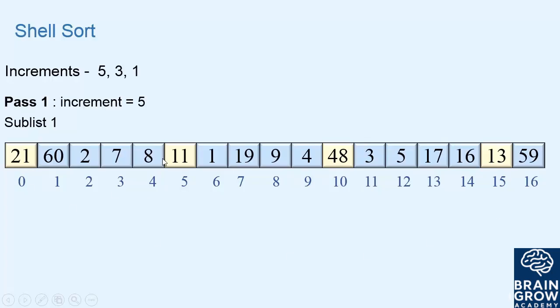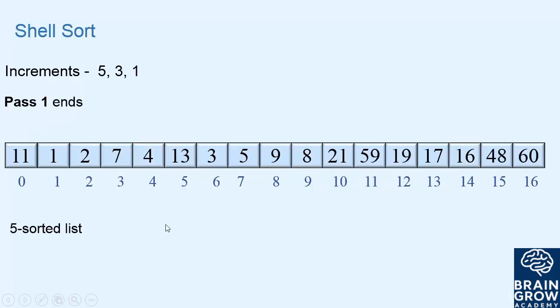Now this sublist will be sorted using insertion sort. So we'll get 11, 13, 21 and 48. Next sublist is this. After sorting it, we'll get 1, 3, 59 and 60. Next sublist is this. We'll get 2, 5 and 19. Next sublist is this. Sublist 5 is this. After sorting it, we'll get 4, 8 and 16. So after pass 1, we get a 5 sorted list. Means all the elements that are at a distance of 5 from each other in this list are sorted.